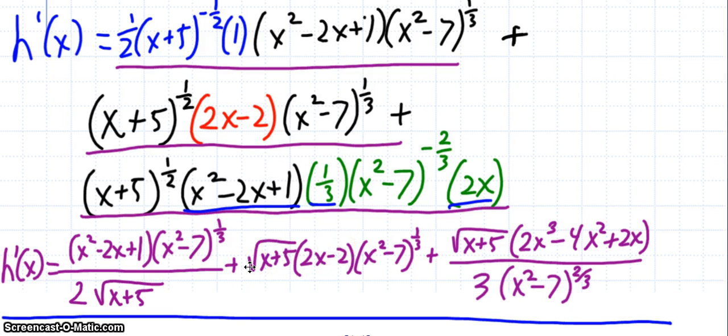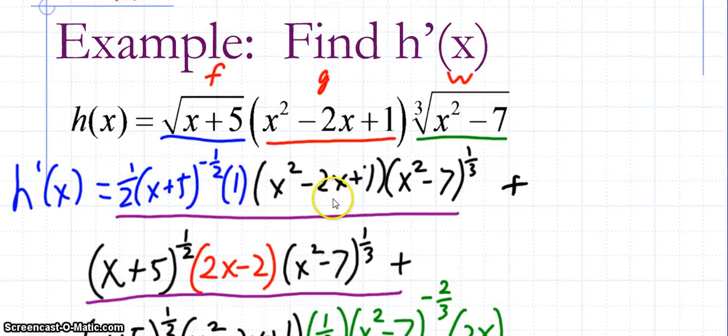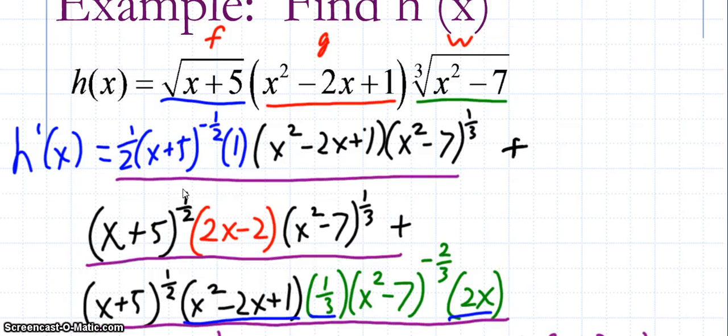So how did I do that? I actually ran out of space. So here is the derivative of f, and then times the g and the w. That's why, again, look at this teaching. Color coding, which ones I did the derivative of, and then the black is what I did not do the derivative of. So that's f prime times g times w.